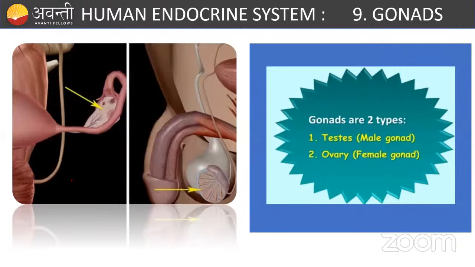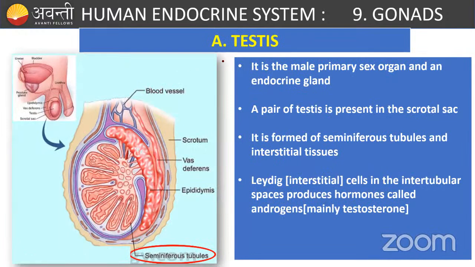So today we are going to discuss the gonads. Generally we have two types of gonads, that is the testis, the male gonad, and the ovary, which is your female gonad. So this one is the ovary and this one is the testis. The testis performs dual function, which means it performs two functions. Firstly, it acts as a male primary sex organ, and secondly, it acts as an endocrine gland.